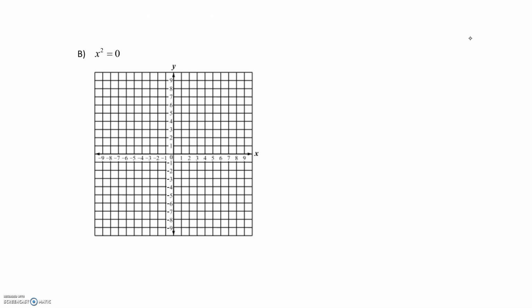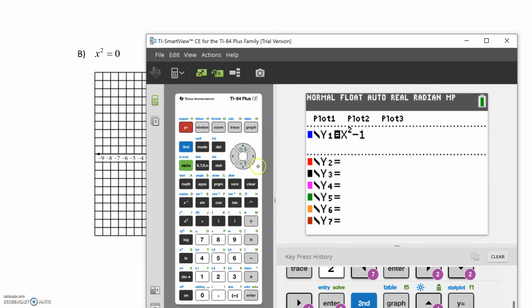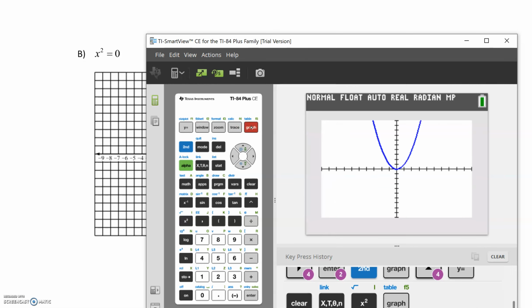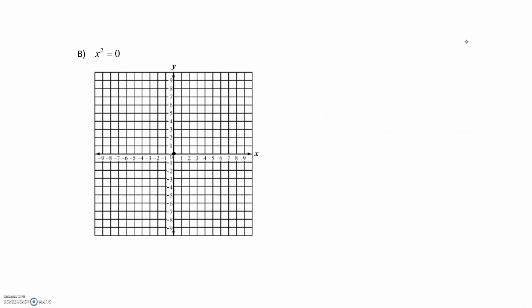So for our next one, we're going to go back and graph it again. So if we hit clear, just hit x squared and graph it. For this one, I'm just going to look at our table. So I'm going to hit second graph. And our table tells us that our vertex is at 0, 0. So I can go ahead and graph that.